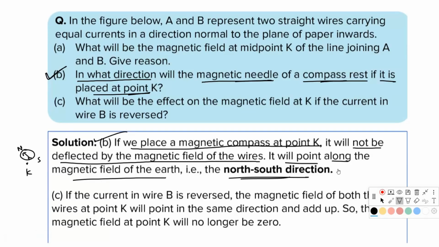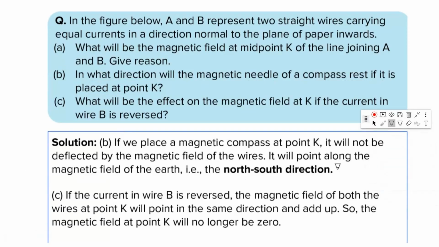Now let's see the third question. The third question is, what will be the effect on the magnetic field at point K if current in wire B is reversed? That's a very beautiful thing I do here. See, say for example, at point A, current was top to bottom, no? So this is the current direction. For a straight current carrying conductor, the magnetic field will be in the form of concentric circles. So I am applying the right hand thumb rule.